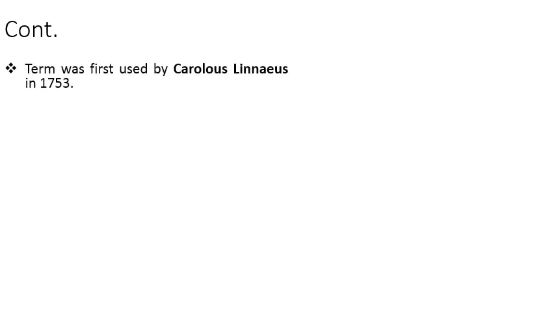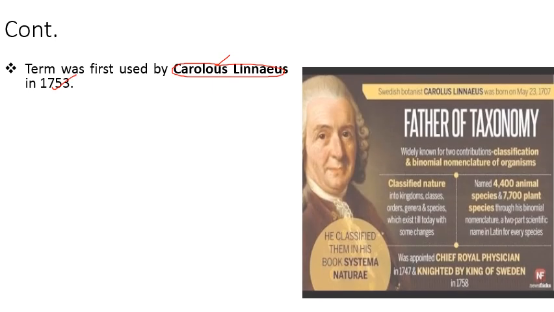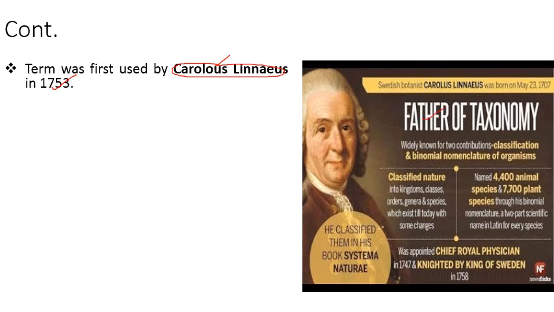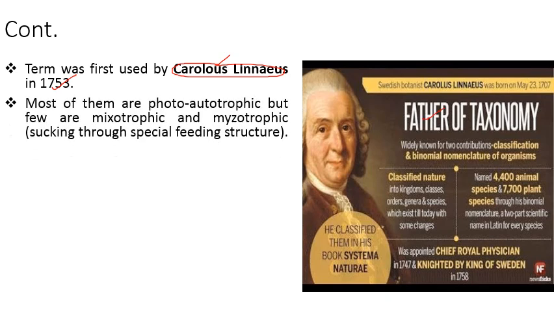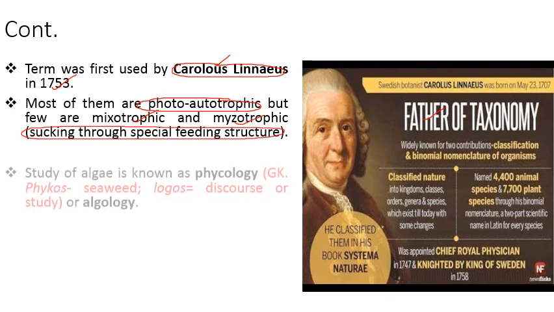If we talk about the term algae, this was first used by Carolus Linnaeus. He was the first person to use this term algae. इन्होंने algae term use किया था in 1753. He was the father of taxonomy also. And most of them are autotrophic. Autotrophic means they can synthesize their own food by the process of photosynthesis, but some are mixotrophic and mesotrophic. Mesotrophic means ऐसे organisms जिनके पास कुछ special sucking structures होते हैं जिससे वो अपना food absorb करते हैं.